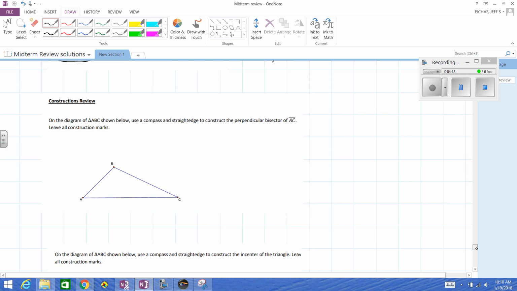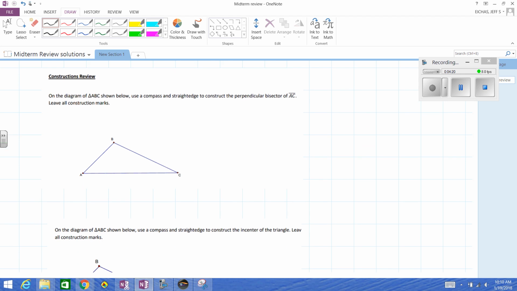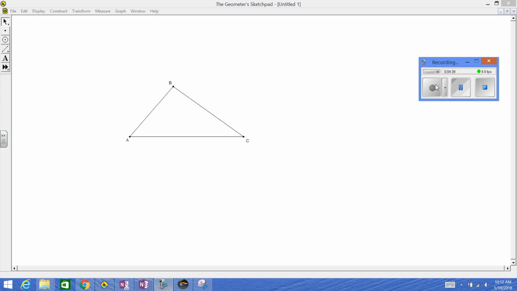All right. Now, constructions review, on this particular setup, I don't have the ability to complete these with the pen because I can't use the compass tool. At least I haven't figured out yet. So I'm going to go over to Geometer's Sketchpad and do the best I can with this. So I'll be right back. All right, so I'll have to use this technology. It'll be similar to the compass tool, but you just won't be able to see exactly how I'm moving it.